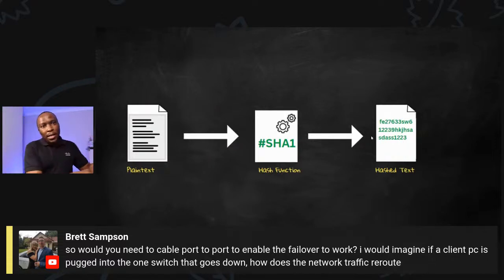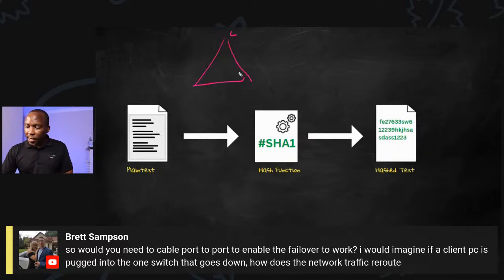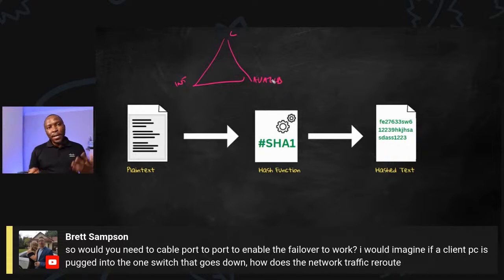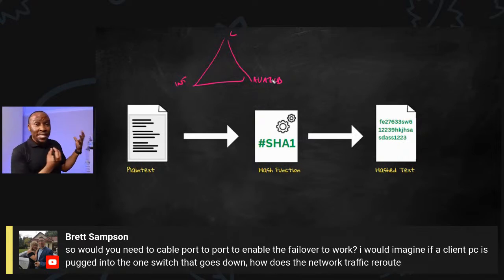Now we looked at encryption. Now we need to look at data integrity. Remember, our triangle was confidentiality, integrity, and availability. Now, integrity basically looks at what has been sent. Is that accurate?